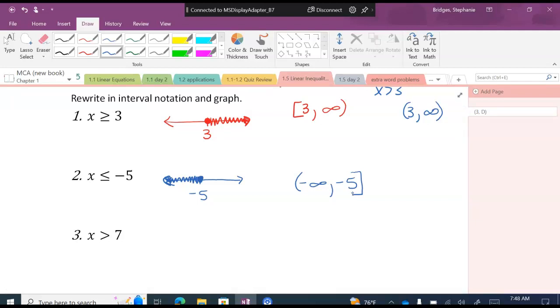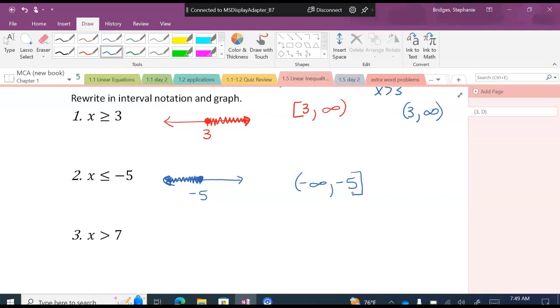So on these, when we have our test next Friday, I think, you'll solve the inequality and you'll write the answer in interval notation. To the right, the number comes first.